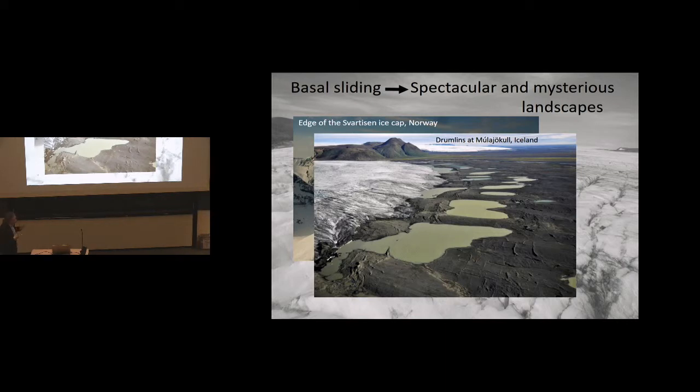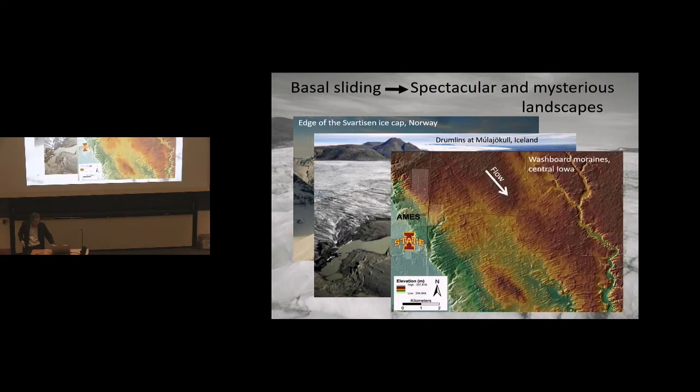If you want to build a mathematical model for how these form, you need some kind of a sliding rule, because that sliding shapes, to some extent, drumlins like these. And then an example closer to home. This is where I live in central Iowa, in Ames. This is a till upland adjacent to Ames, where we have these very conspicuous transverse ridges. The Des Moines lobe came across here about 17,000 years ago and molded this landscape.